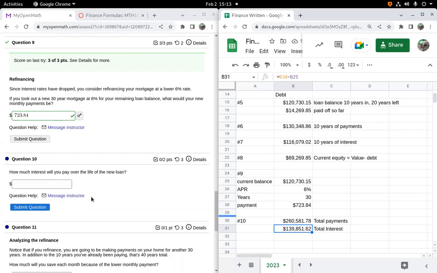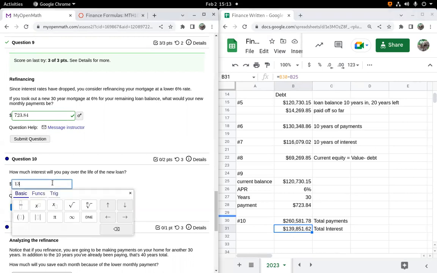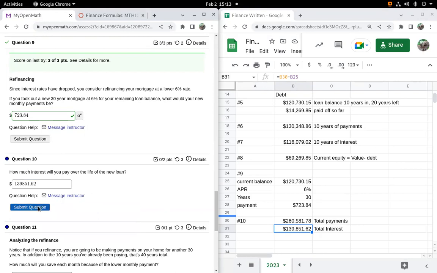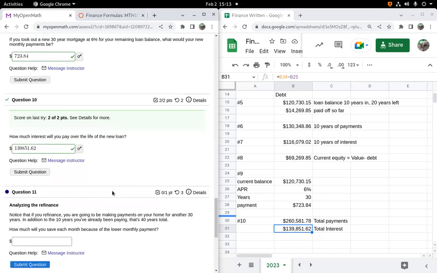And $139,851.62. Double check you typed it right. 139,851.62. Looks good. All right.